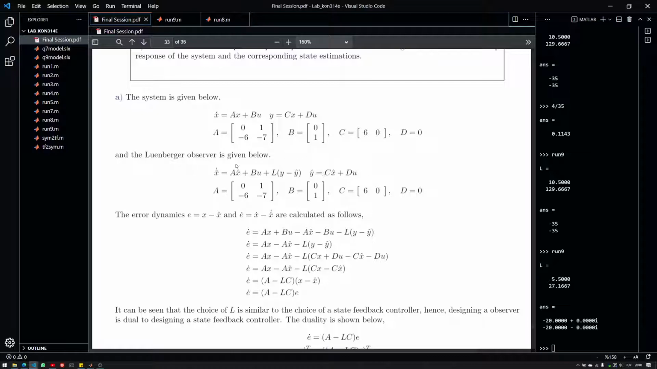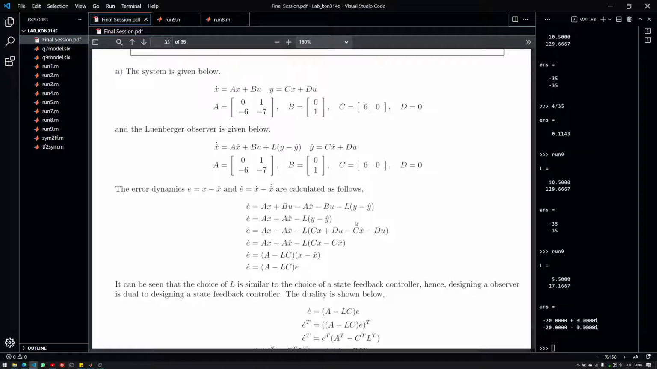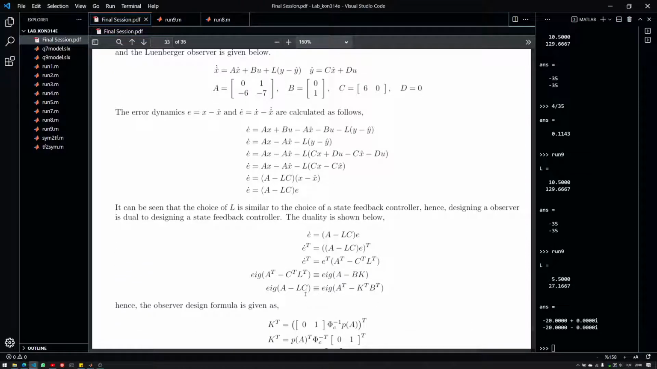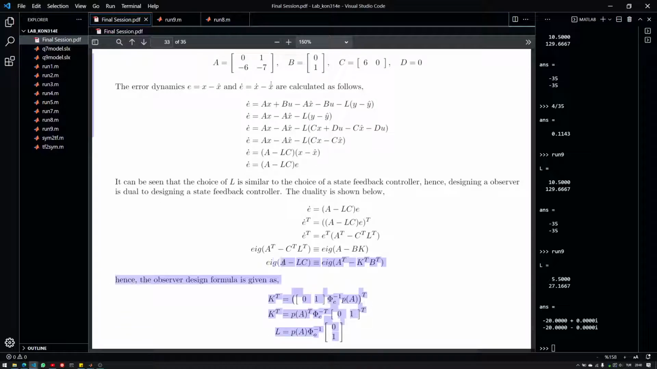Now for the observer, you can use y hat, x hat. Here the difference is x minus x hat, and then the dynamics are acquired as this. Now if you take the transpose, as I've done already, this is also the same as this. So assigning the eigenvalues of A minus BK, or in other words, designing a state feedback controller, is the same as designing a Luenberger observer.